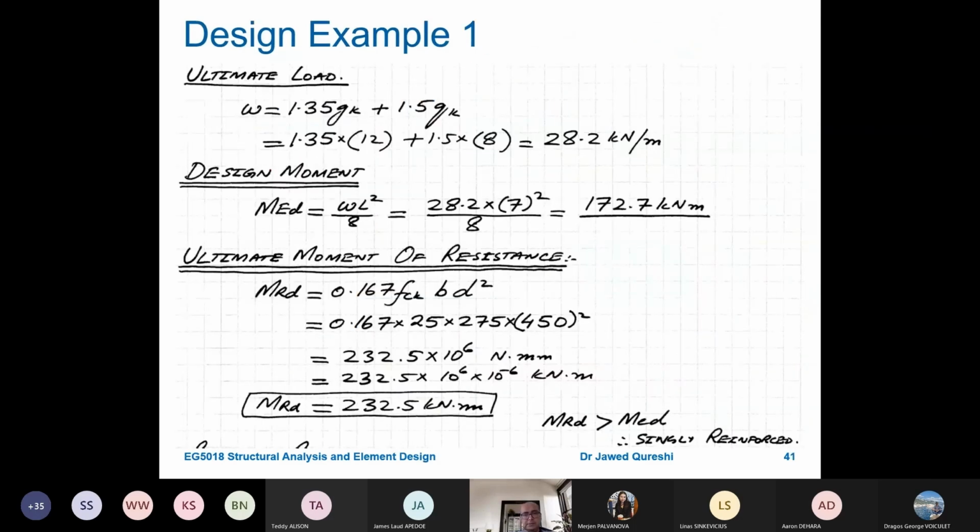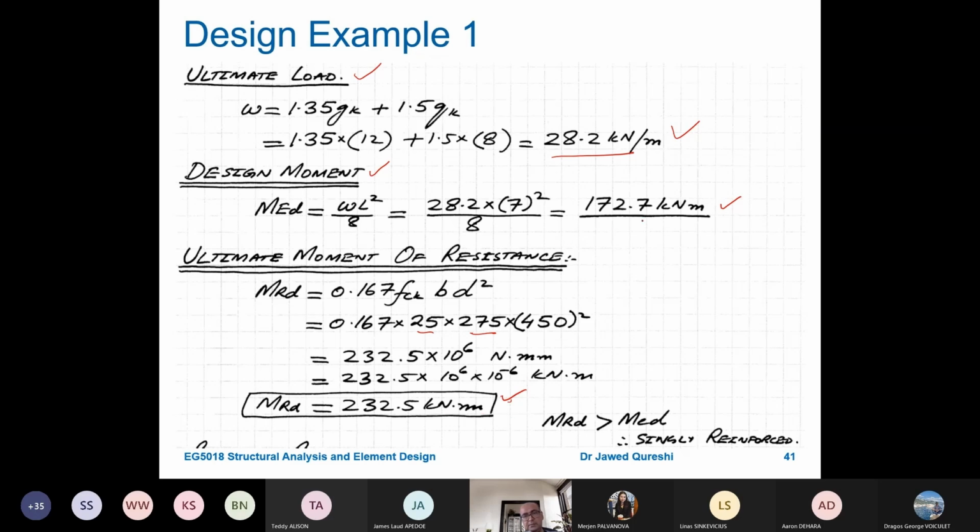Now again, this has been done for you, and I think this is quite legible. I can't believe the same person has written this. I have written this on paper and then I'm using the electronic pen. So my writing isn't that bad, it's just the electronic pen. The same process I've just worked out earlier: first the ultimate load, then the design moment, which is 172.7, and then the moment of resistance, MRD, 0.167 FCK BD square, where FCK is 25.